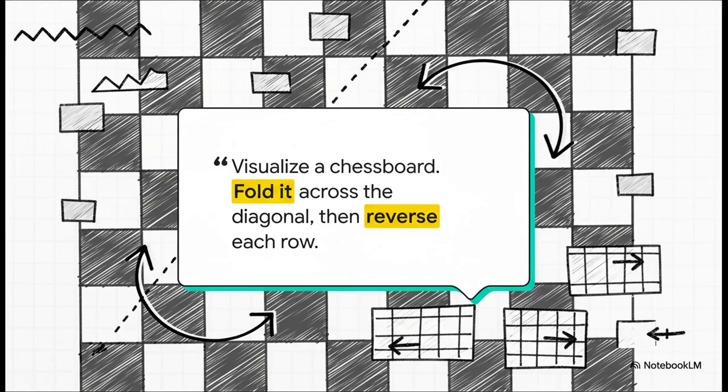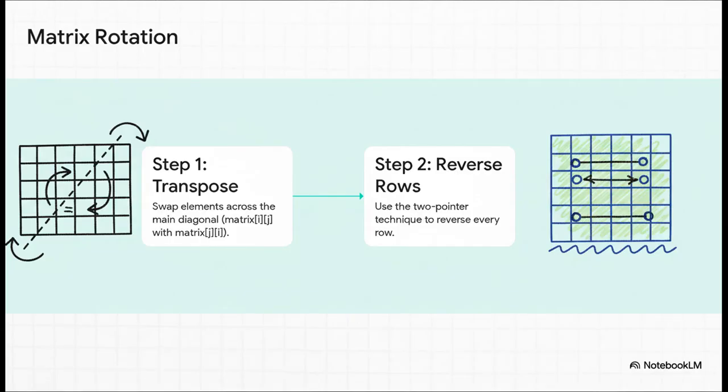Visualize a square chessboard. First, fold it across the diagonal. Then, reverse the order of pieces in each row. So what does that folding and reversing actually mean in code? Well, first, you transpose the matrix. That's the fold across the diagonal, where you swap element ij with ji.